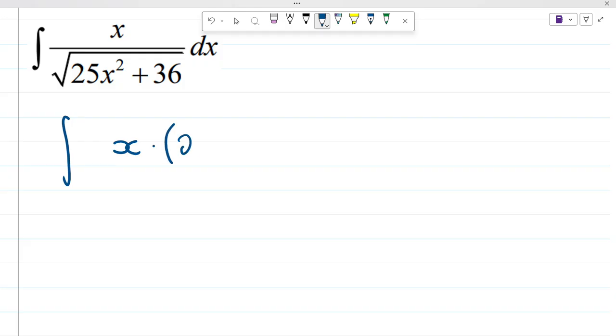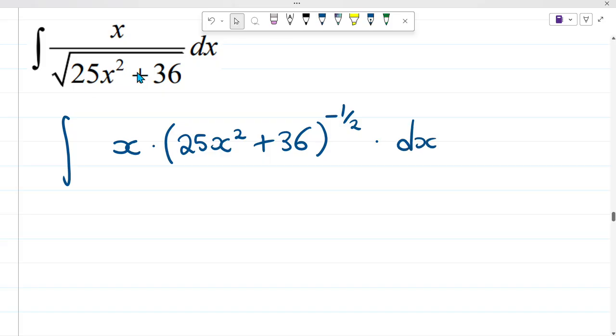So 25x squared plus 36. I'm going to do this to it, and then I'm going to take it up. What I'm doing here is taking this square root up and also rewriting it in exponential form. So it's going to be negative 1 over 2, dx. That's the damage I did. I took the square root up and it changed the sign of its exponent.